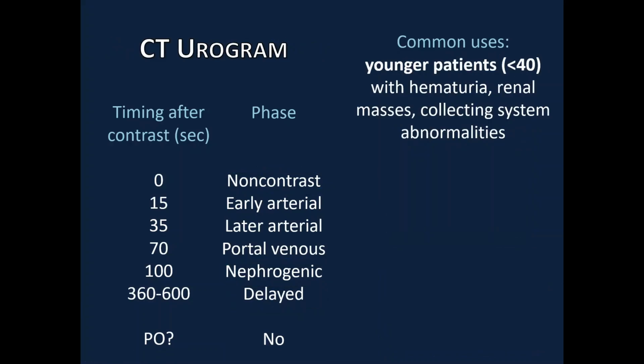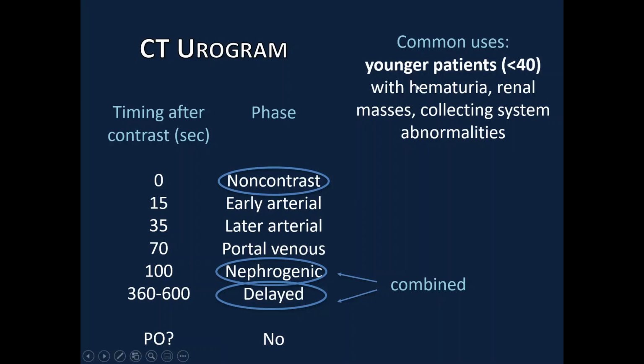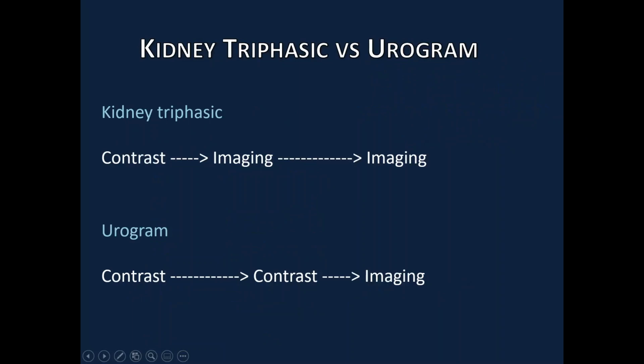CT urogram is very similar. We're using three phases, but in this case, we're combining the nephrogenic and delayed phases and only scanning twice. The reason we do this is to save on radiation, because we're using this protocol in younger patients, often for hematuria, renal masses, or collecting system abnormalities such as a duplicated collecting system.